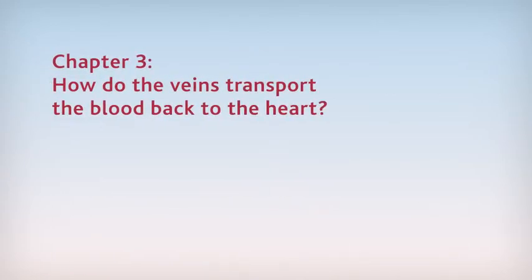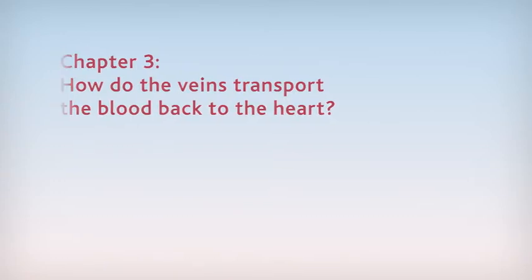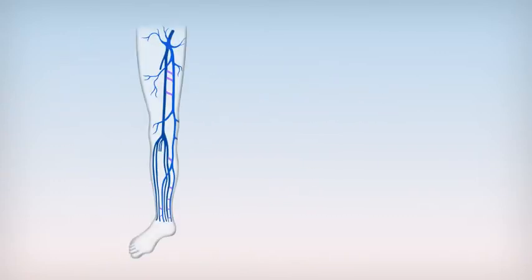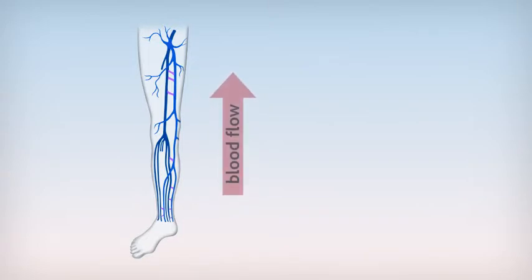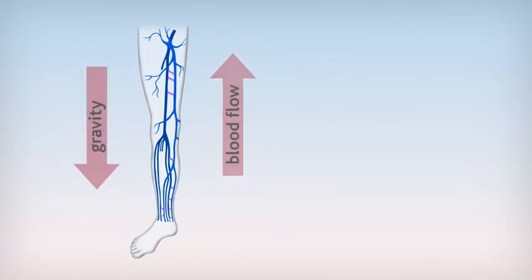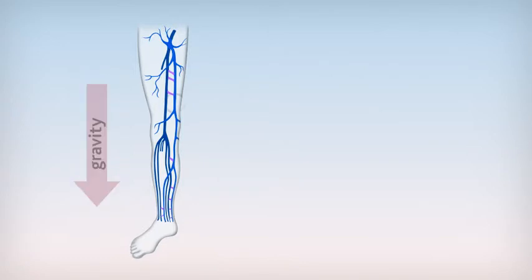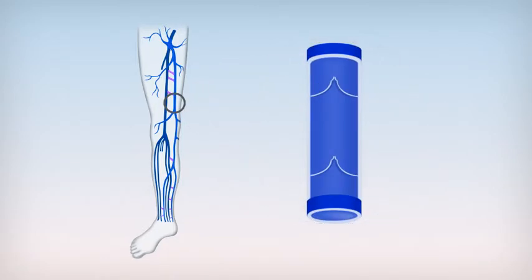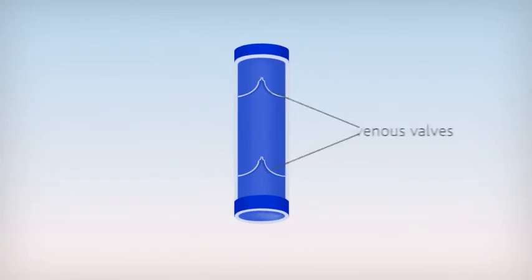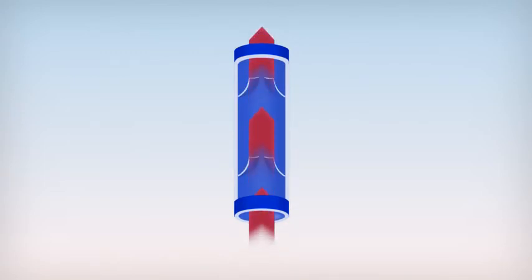How do the veins transport the blood back to the heart? When the leg veins transport the oxygen-deficient blood back to the heart, they have to work against gravity. The veins are equipped with so-called valves so that the blood will flow in the right direction. The venous valves open when the blood flows towards the heart. They close when the blood begins to flow in the wrong direction. The venous valves thus make sure that the blood can only flow in one direction, back to the heart.